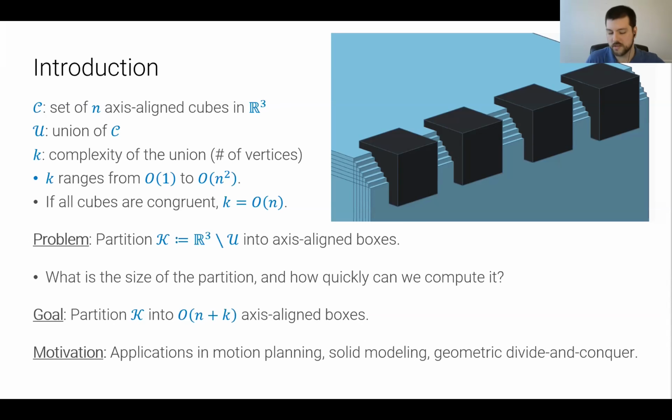So this union complexity K is a lower bound, roughly, on the size of any convex decomposition of the complement. And we would like to meet that bound. So we want a linear bound in the number n of cubes and K the union complexity. And this problem, besides being a fundamental problem in computational geometry, has applications in collision-free motion planning, solid modeling, and others.